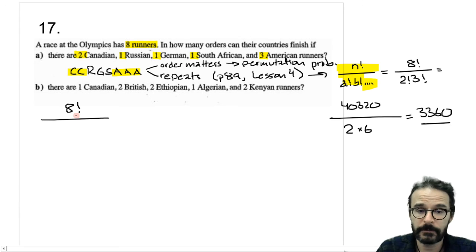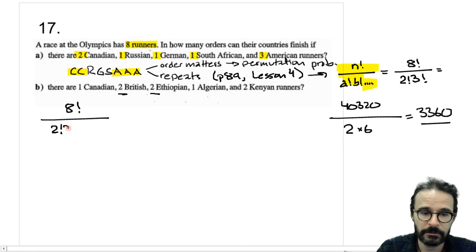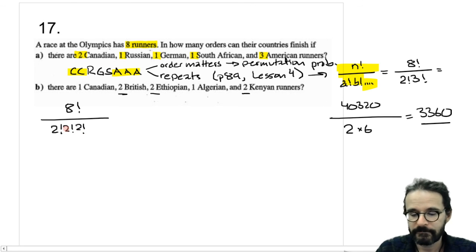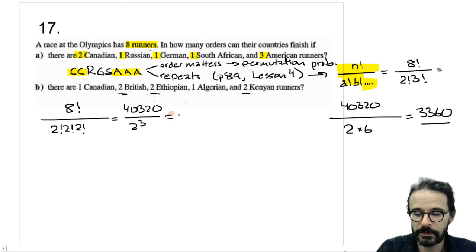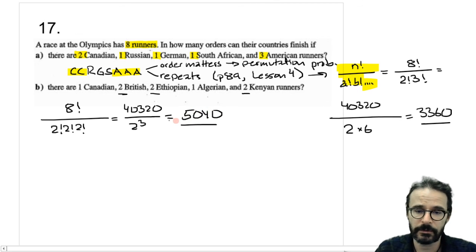And which countries or letters are repeating? Well, there are 2 British, so it's going to be 2 factorial. We have 2 Ethiopian, so it's going to be another 2 factorial. And then we have 2 Kenyan runners, so it's another 2 factorial. Okay. 8 factorial, again, is the same as up here, 40,320. 2 factorial is just 2, so it's going to be 2 cubed here, which is 8. If we evaluate this, we're going to get 5,040 different orders that they can finish in.